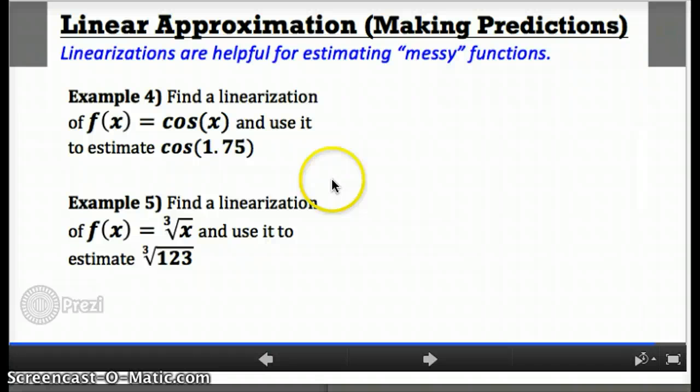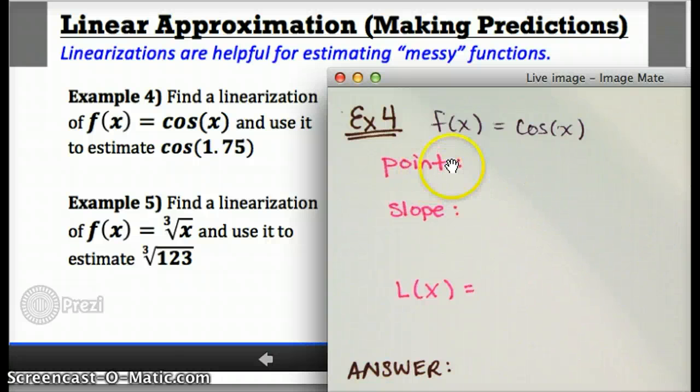In example 4, the question says to find a linearization of this function. Well, that's pretty familiar by now. That means find a point, find its slope, and come up with an L function that's linear. The difference is, in this example, we're not given the x value of the point. We have to choose the x value of the point. And since we want to estimate cosine of 1.75, we're going to choose strategically. In fact, I'm going to skip this part of the problem and talk about the answer for a moment.